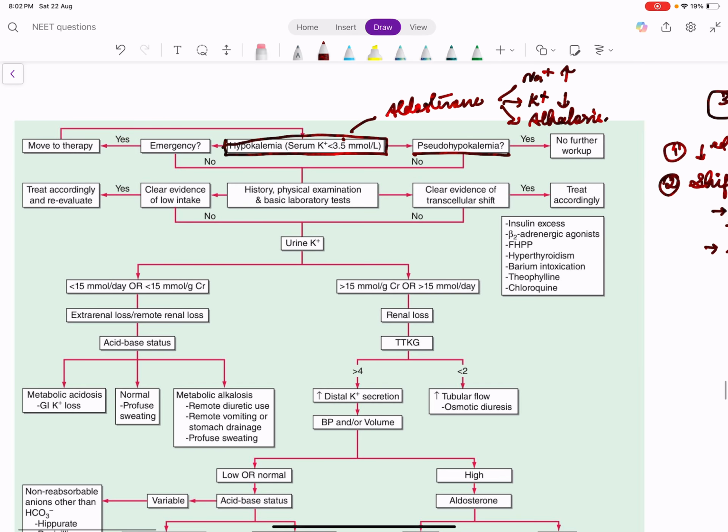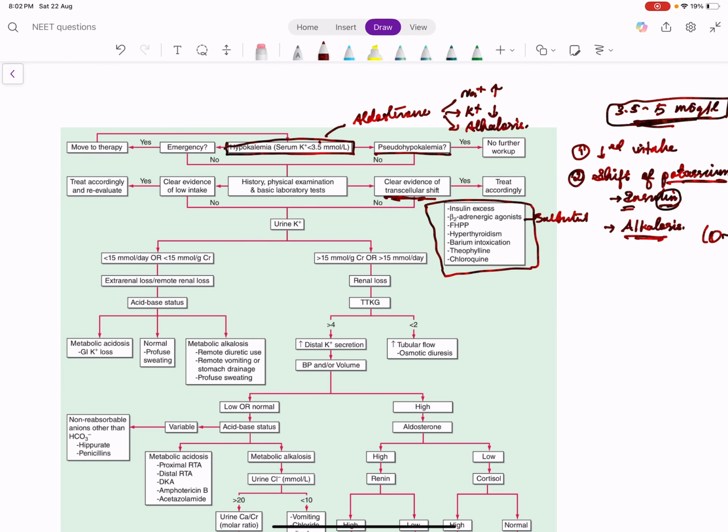Okay, that is what is given. If there is a transcellular shift like insulin excess, beta agonists like salbutamol, hyperthyroidism, so these conditions should be ruled out.